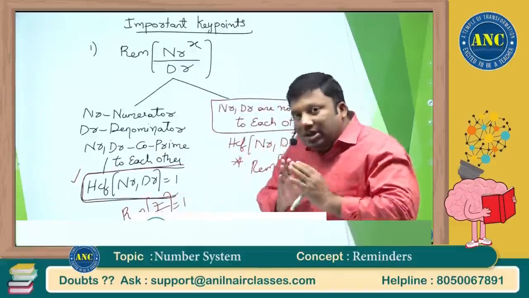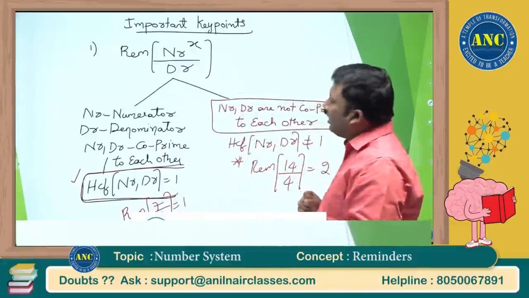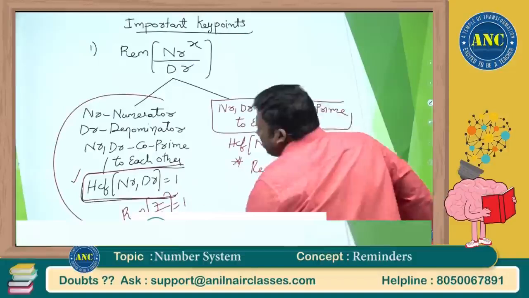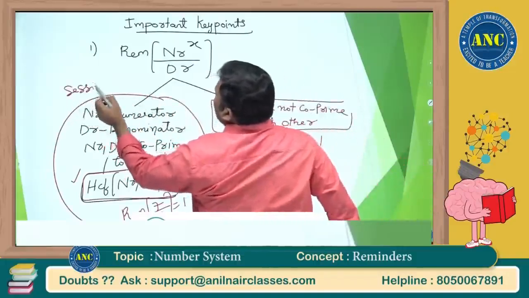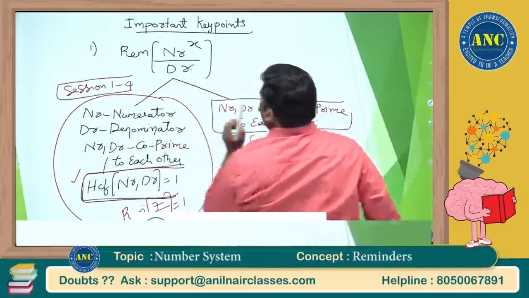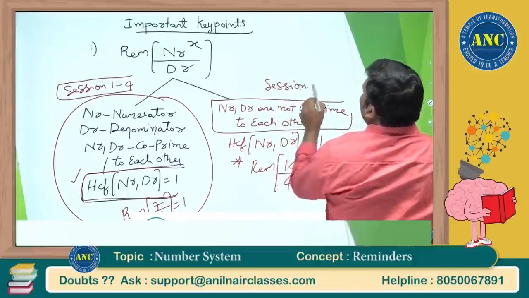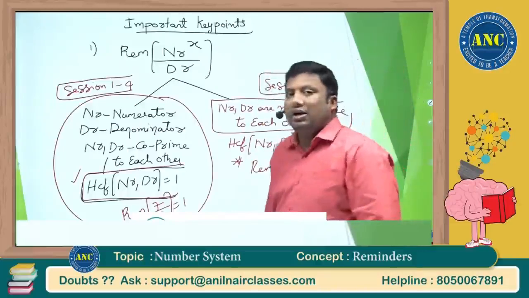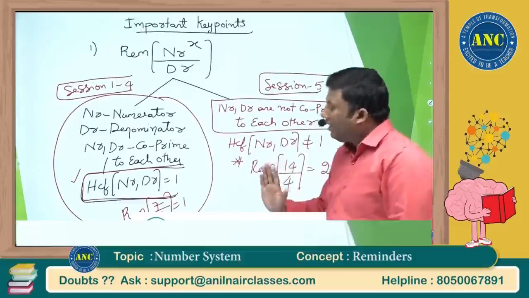Two numbers are said to be co-prime if their HCF is 1. All the problems based upon this type, we discussed in session numbers 1 to 4. Now we are going to discuss session number 5: what if the numerator and denominator are not co-prime to each other? I hope the idea is clear.